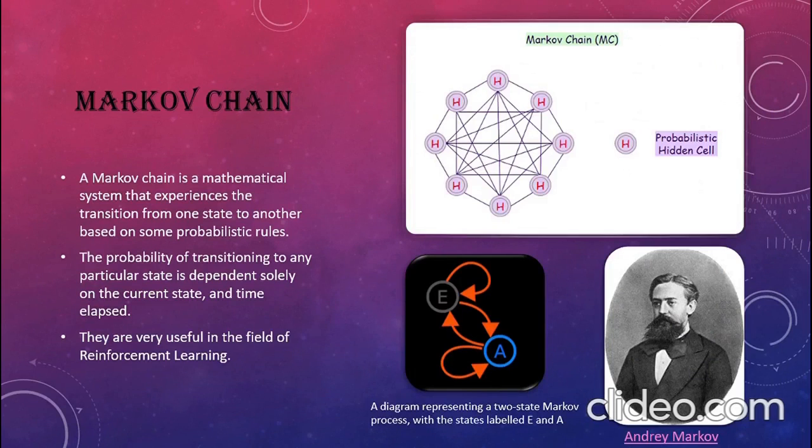Markov chain. A Markov chain is a mathematical system that experiences the transition from one state to another based on some probabilistic rules. The probability of transitioning to any particular state is dependent solely on the current data and the time elapsed. They are very useful in the field of reinforcement learning.